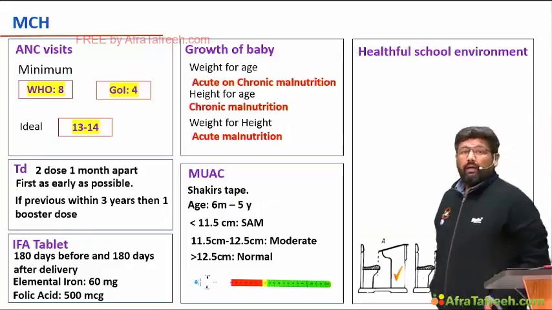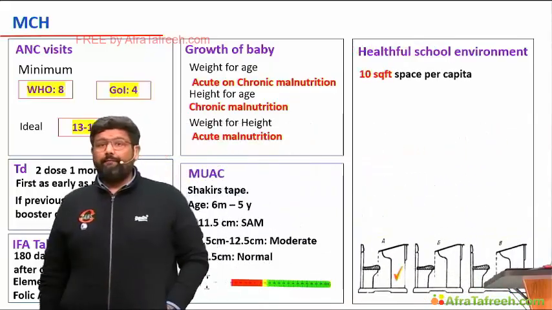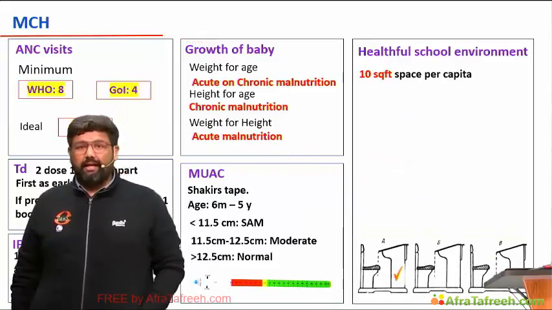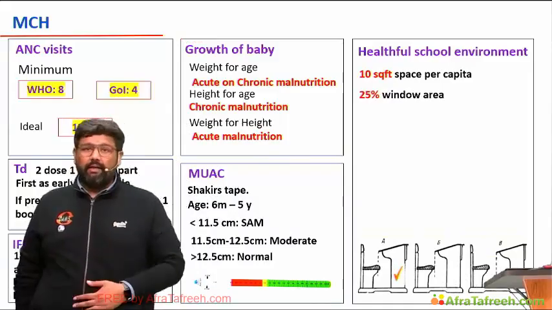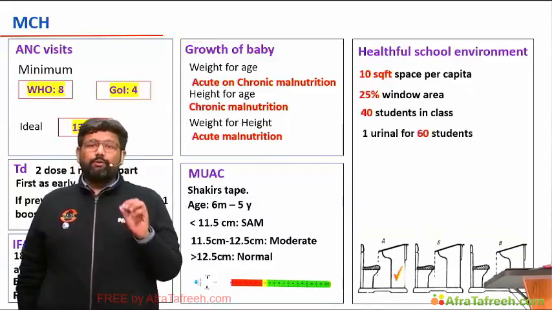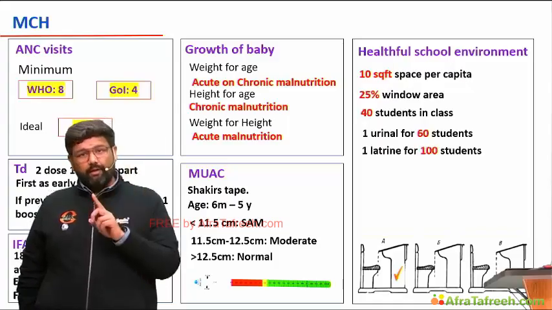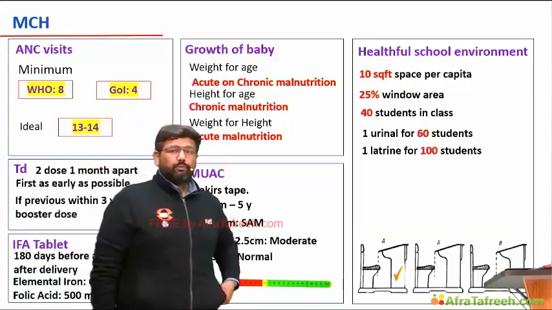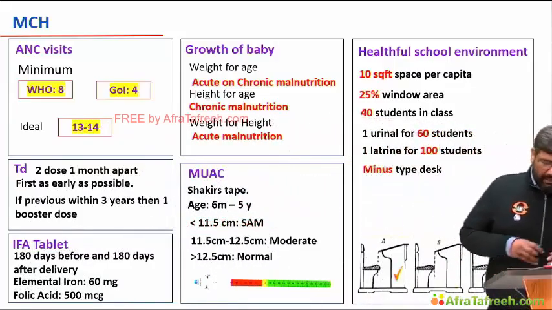Now, healthful school environment: 10 square feet space for each child. Then 25% should be the window area in class. 40 students in one class. For 60 students, there should be 1 urinal. And for 100 students, there should be 1 latrine. There should be minus type desk.